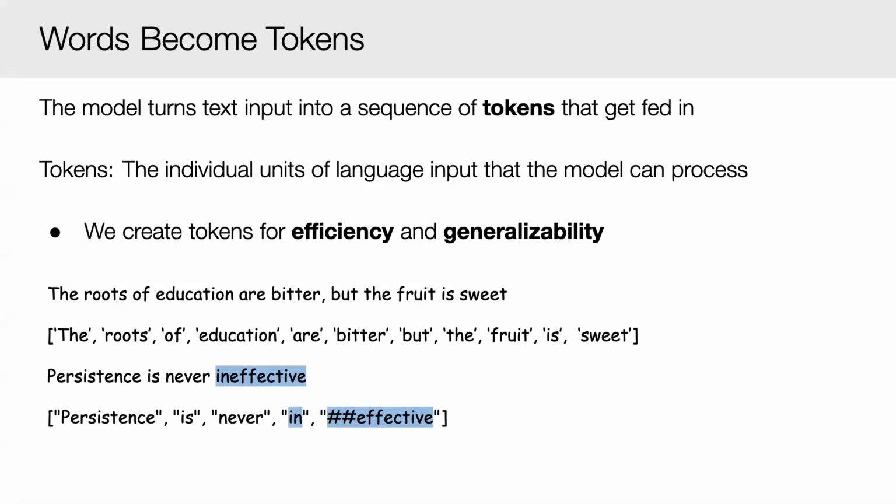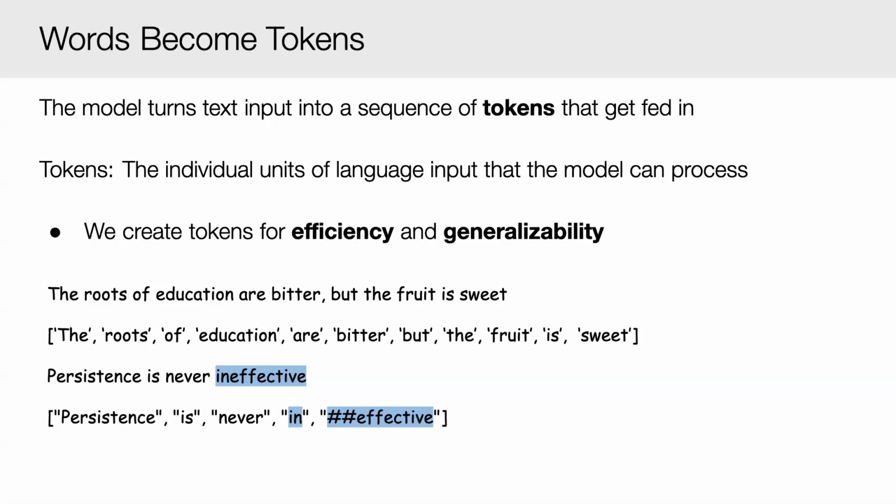One token is an individual unit of language that the model can process. For example, if I had a sentence, the roots of education are bitter, but the fruit is sweet, we might tokenize this so that each word becomes one token, very intuitively. But sometimes when a word is really big, we might tokenize it as two separate tokens. We might tokenize ineffective as the prefix in as one token, and the word effective as the second token.